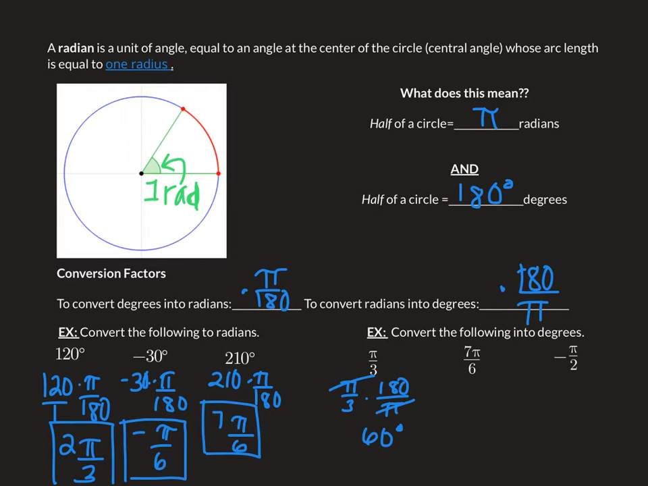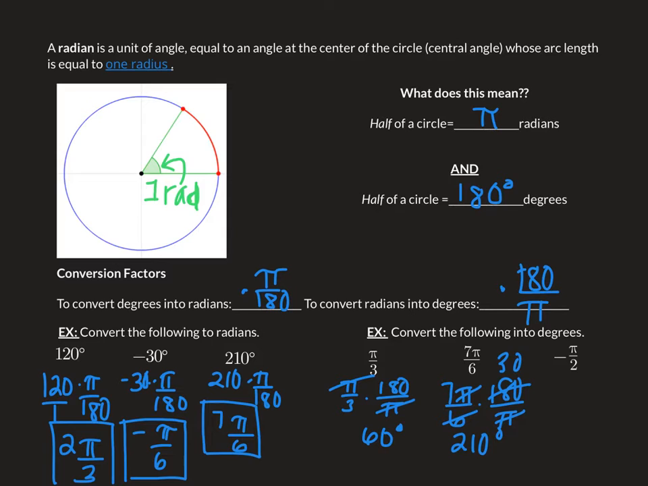Okay, let's check your work. Let's see how you did. If I take 7 pi over 6 and multiply by 180 over pi, my pi's go away. 6 goes into 180 30 times. So I have 7 times 30 or 210. Well, that should make sense because we literally just did this problem in reverse. We did 210 and found it was 7 pi over 6. So it should make sense that 7 pi over 6, when I convert it, becomes 210 degrees.